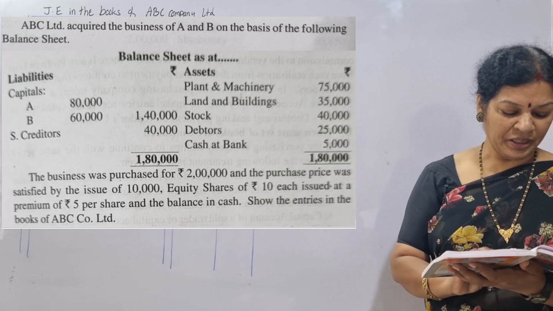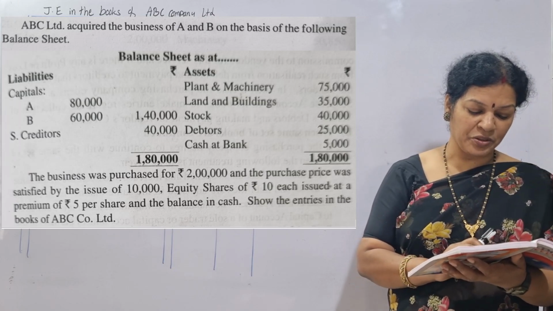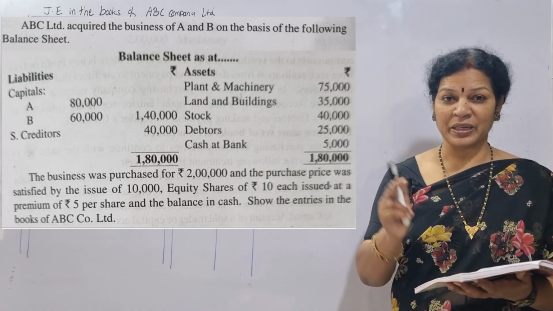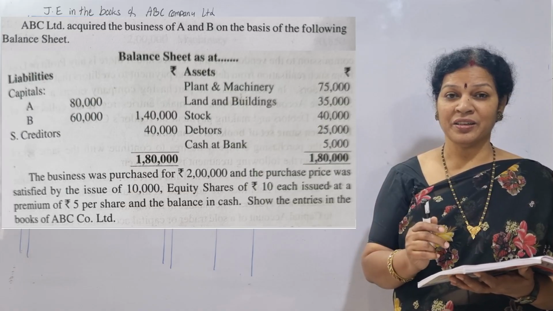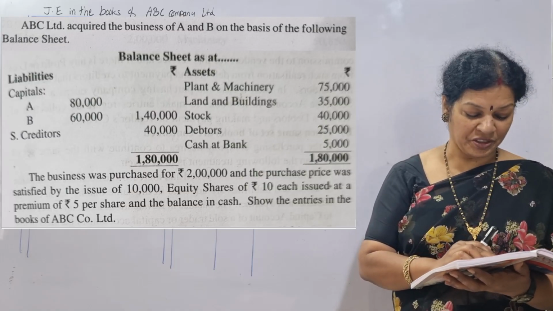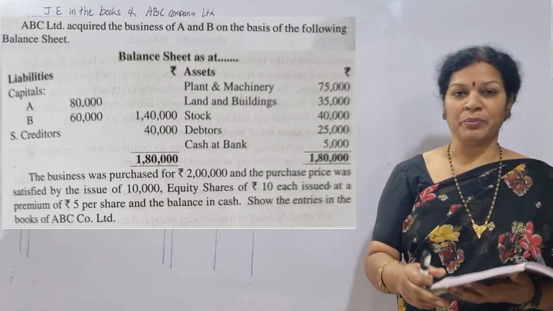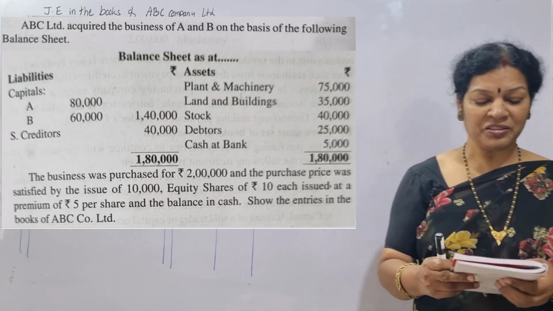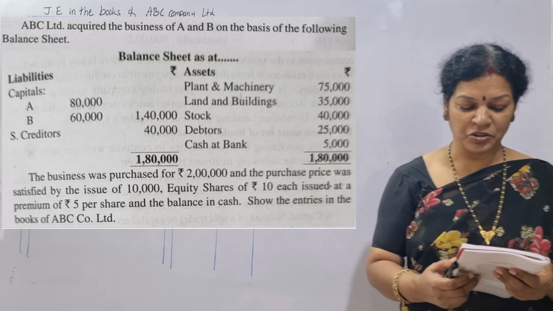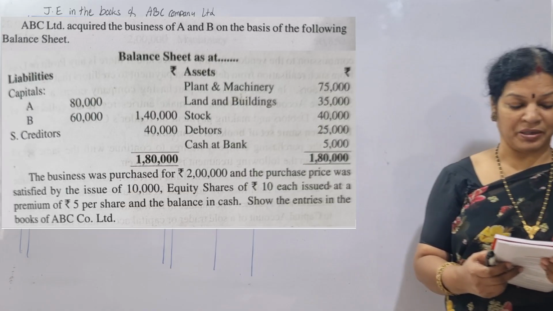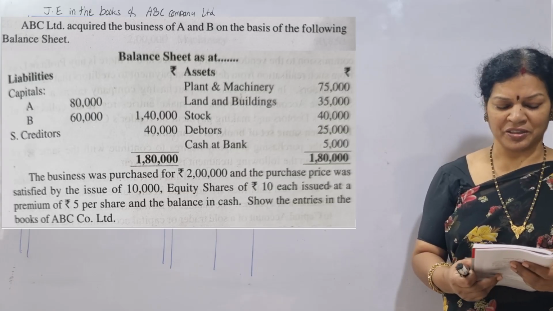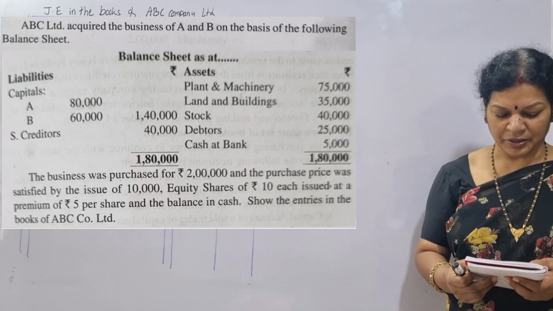The problem is given: ABC Limited acquires a business from A and B. ABC Limited is acquiring the business from A and B. A and B are the vendors. ABC Limited is purchasing on the basis of the following balance sheet. What is this balance sheet? On the asset side: plant and machinery, land and building, stock, debtors, cash at bank. On the liability side: capitals of A and B, the partners, and creditors.